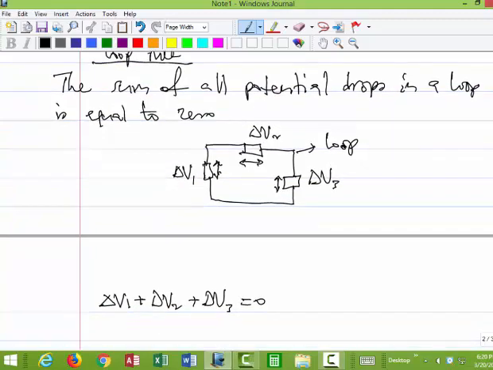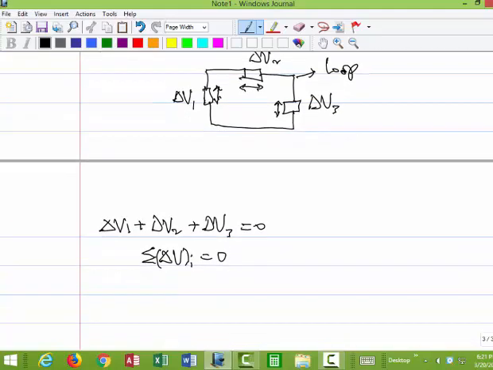So this rule is summarized to say that the sum of all potential drops across the elements i in the loop is equal to 0. So if you have 10 elements, you just sum them all up. So that's the loop rule. Okay. So we'll use this loop rule whenever we analyze a circuit, and there are a few rules of thumb that we can follow, which we will look at next.